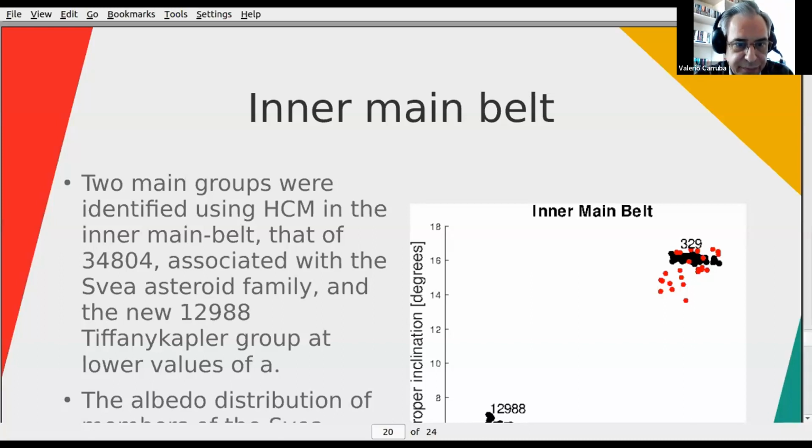One is the Vesta family, which was already known. And there is a new family, the 12-1988 Tiffany Kepler group, which has small values of proper semimajor axes and inclinations, and is shown in the plot.